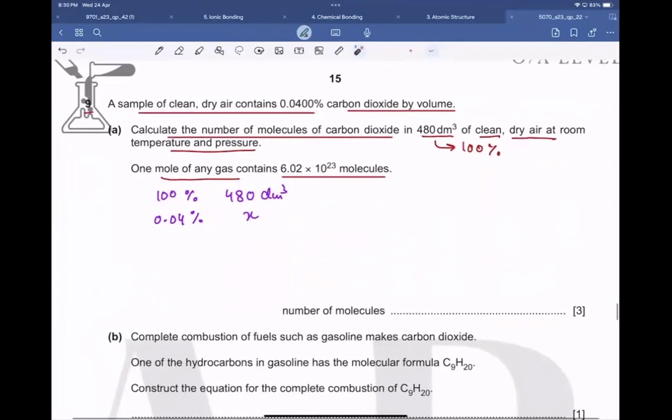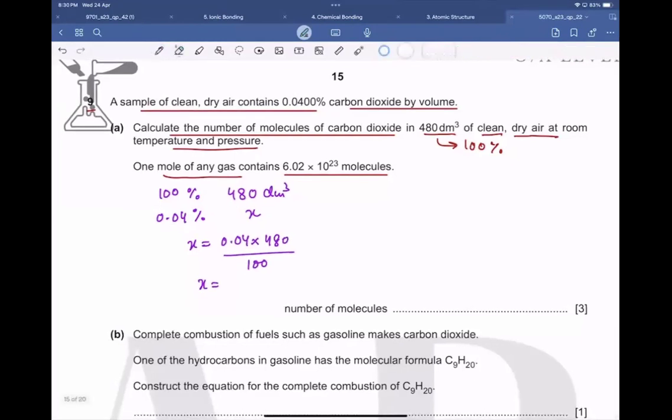Okay, now. If you see over here, 100% is 480 decimeter cube because it is the total volume of air, and in that, 0.04% is carbon dioxide. So I just make the ratio to find how much volume is 0.04%. X is going to be 0.04 times 480 divided by 100, right? Can anyone tell me the volume? It's 0.192 decimeter cube, and that is the volume of carbon dioxide, right?